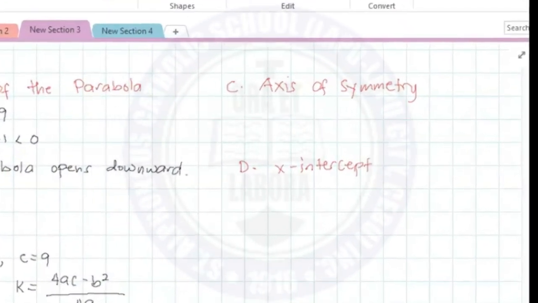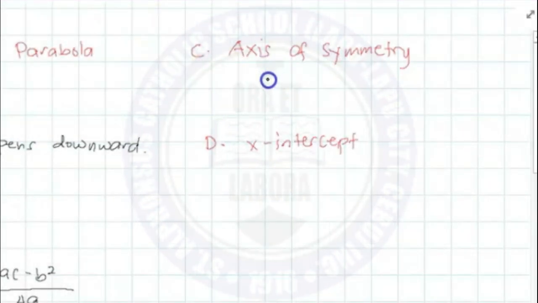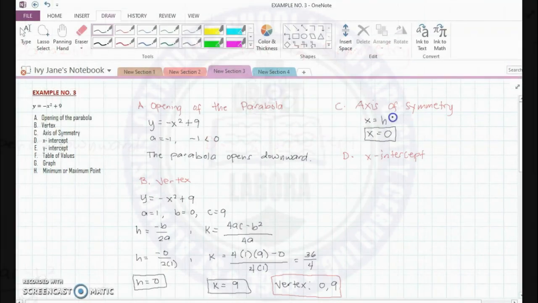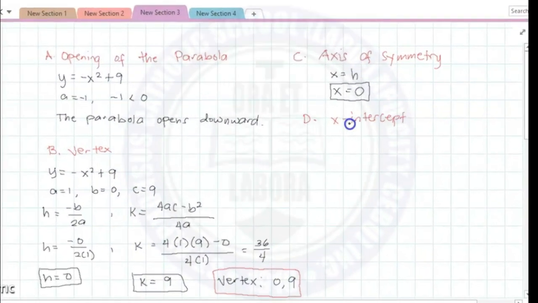Next would be the axis of symmetry. It's x equals h, and our h is 0. Therefore, our axis of symmetry is x equals 0. Next, let's move on to the x-intercept.